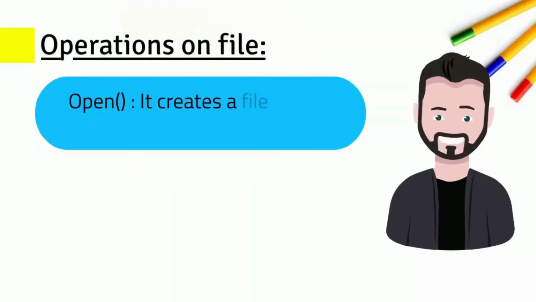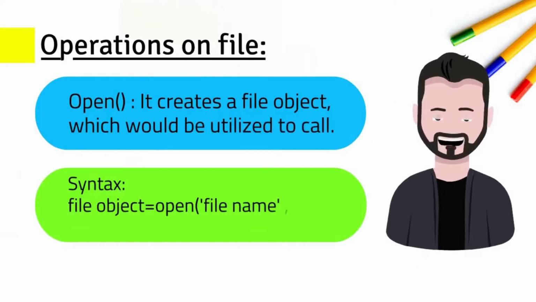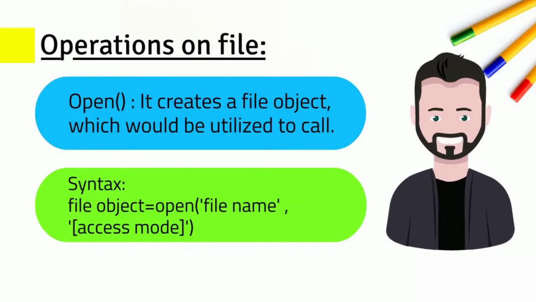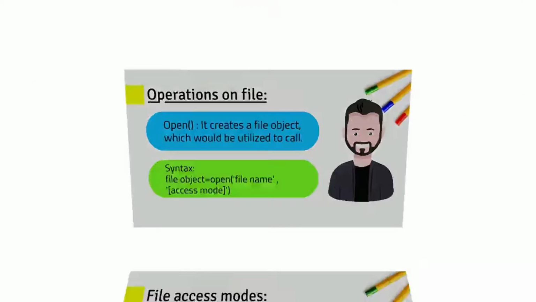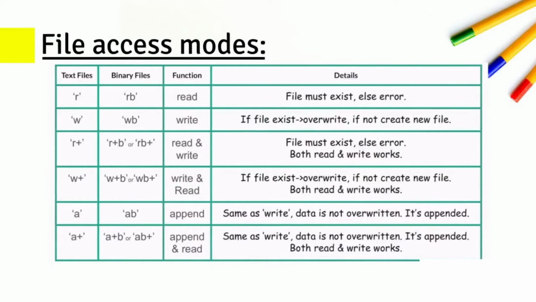Open function: it creates a file object which would be utilized to call other functions. Syntax: file object is equal to open, file name and access mode. Here are the different file access modes for both binary and text files. You can pause the video and go through it.